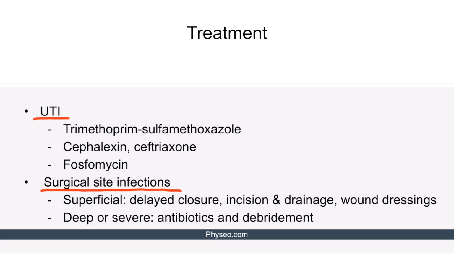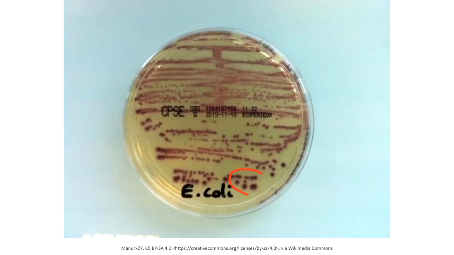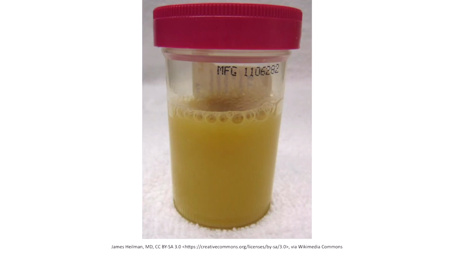And just to show you some cultures, here we see a urine culture revealing colonies of Enterococcus, and that's a gram-positive bacteria. And recall that in the hospital, most UTIs are from Enterococcus. And now you can see E. coli. This is a gram-negative organism, and it's a very common cause of UTI in the postoperative period as well. You can note that cloudy, mucus-like appearance of those colonies. And then here we see pyuria. So that's the presence of pus in the urine.